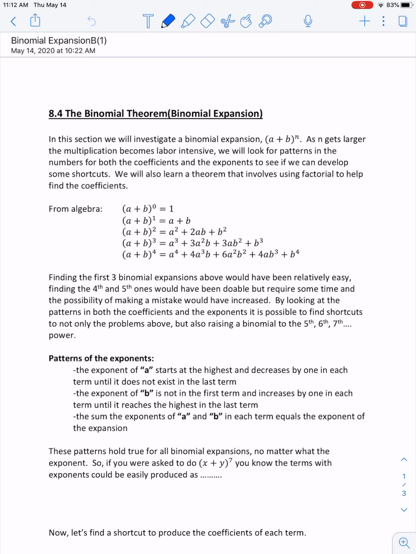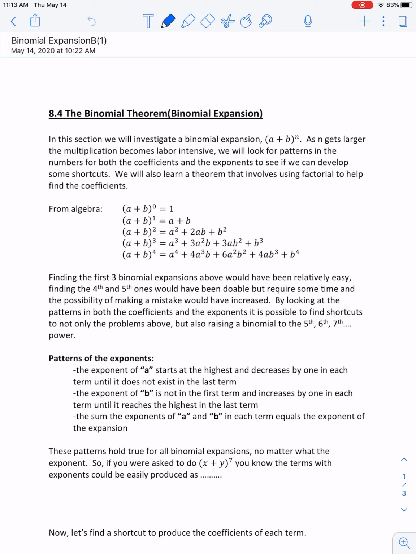What I'd like you to do is look at the answers there for the first 4 powers of a plus b and notice some patterns. These are patterns that you're going to want to recognize and then carry through for the shortcut. If you look at the first variable a, it always starts at the highest power, whatever you're raising the binomial to, and then it decreases by 1 in each term until the last term, where that variable doesn't exist at all.